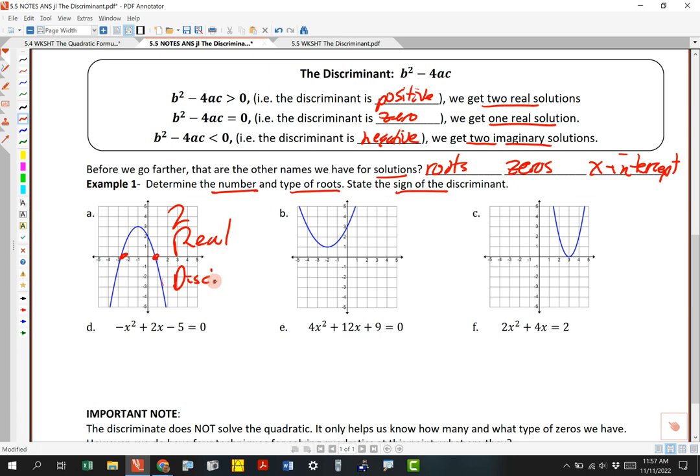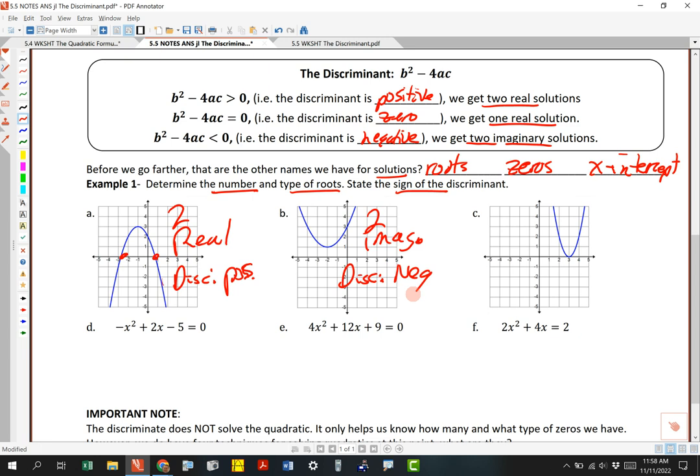What about the discriminant? What do you know about it? I don't know A, B, or C on this one, but I do know that I've got two real roots. Look up above in that box. What does that mean, Zach? It's greater than 0, or in other words, it's positive. Take a look at this one. What about the roots? What about the zeros? What about the x-intercepts? No. So what does that mean? Two imaginary ones. So we're going to say two imaginary. Discriminant? It's going to be negative.